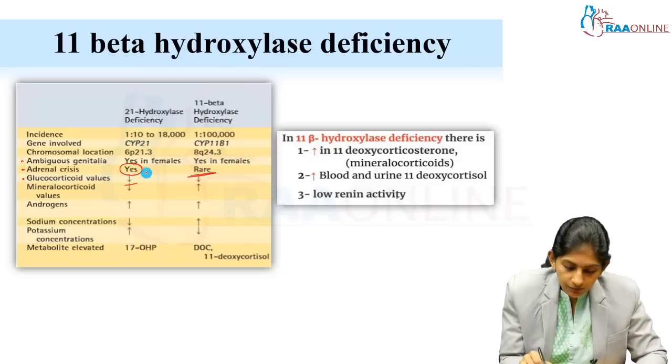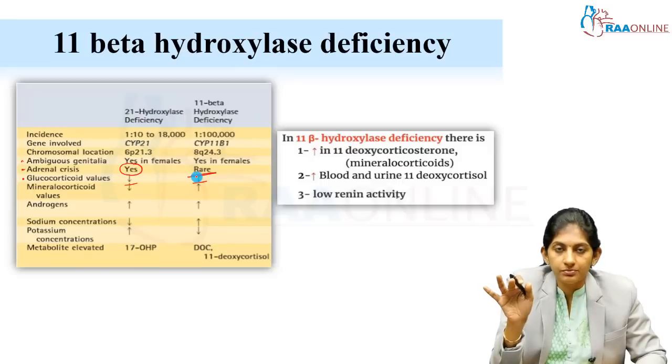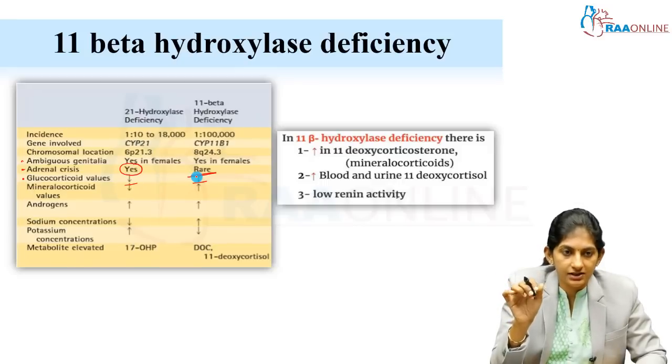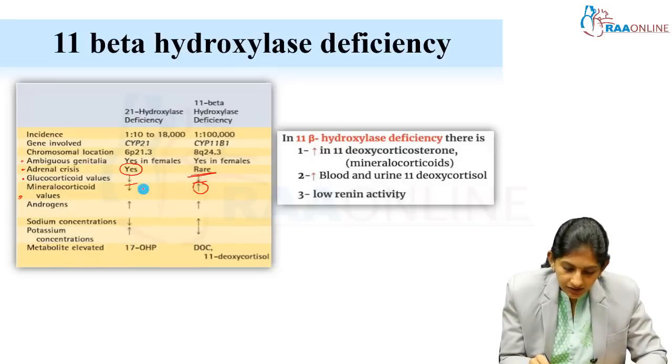Glucocorticoid values will be low. The cortisol is not going to be produced even in 11-beta-hydroxylase. Mineralocorticoid is high here; there it is low. So, they can have hypertension. What about androgens? Increased in both. Sodium concentration is decreased in 21-hydroxylase, increased here. Potassium concentration is increased in 21-hydroxylase, decreased here.